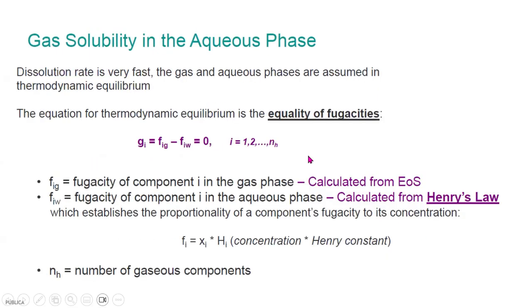I can do this using equality of fugacity, where the fugacity of the gas phase, the CO2 in this case, can be calculated from the equation of state. It highlights why I need to calibrate the equation of state first before going through this topic. And the fugacity of the component in the aqueous phase is calculated by Henry's law.